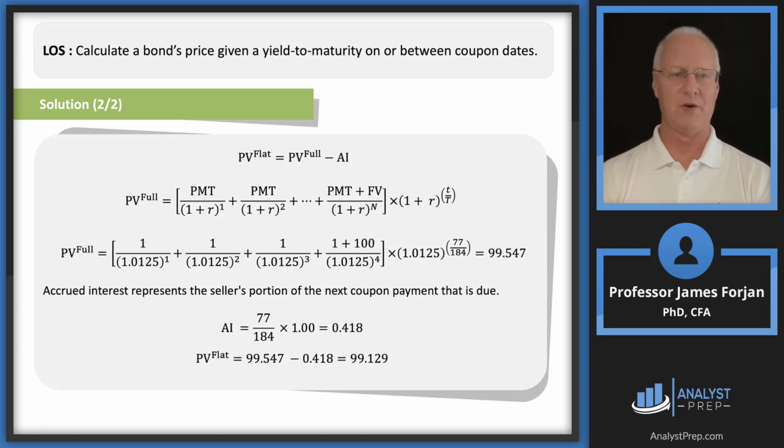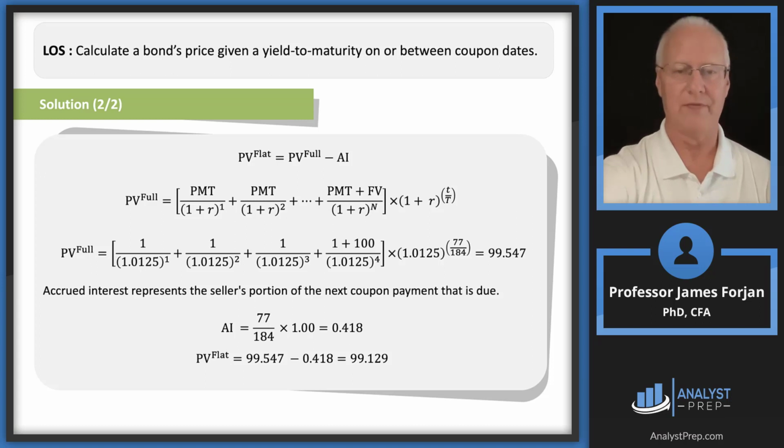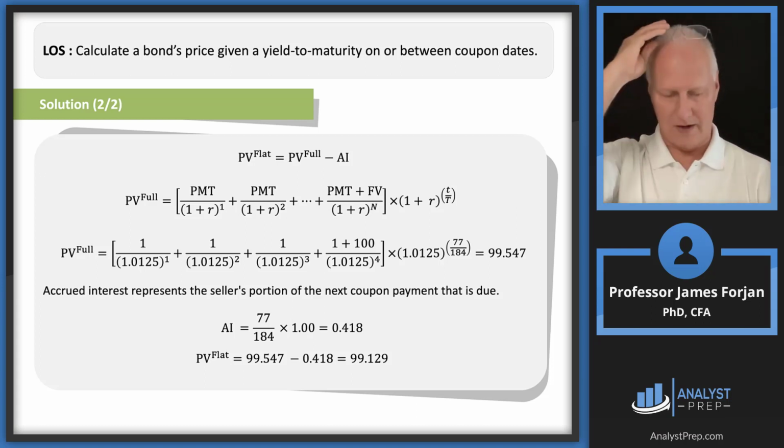All right, so we're going to compute that full price. This was the compounding that I was telling you about. Look inside of the parentheses. You're going to get out your financial calculator, and I'll do that for you here in just a second. Then we're going to compound it out to get that full price. So we're going to multiply it by 1.0125, which is 1 plus the yield to maturity on the bond, and then raise it to that 77 over 184. Are you ready for this? Let's get out our calculators.